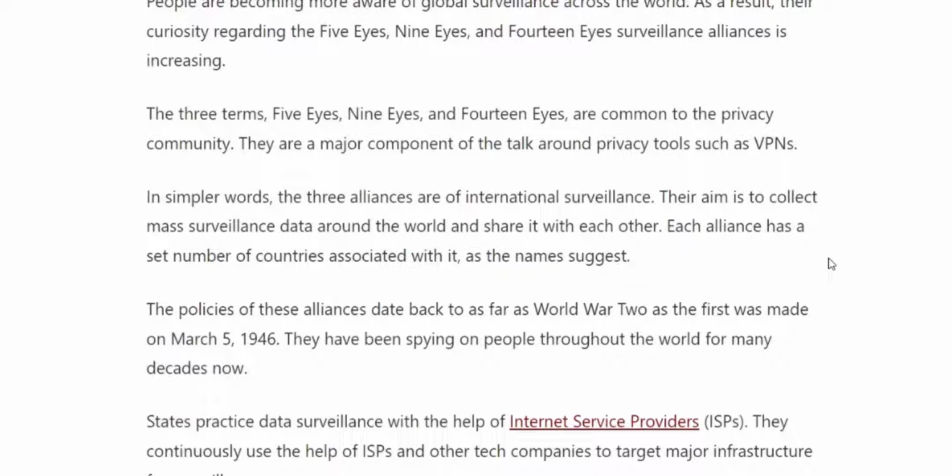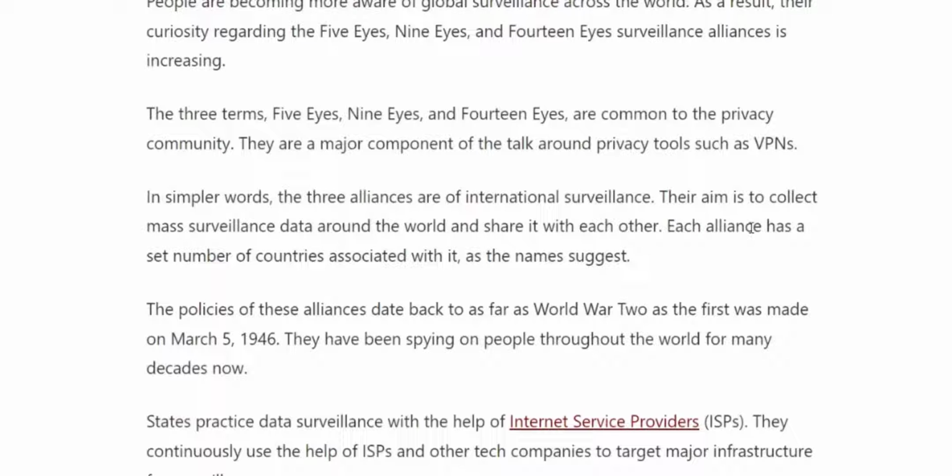So in simpler words, the 3 alliances are international surveillance. They're aimed to collect mass surveillance data around the world and share it with each other. Each alliance has a set number of countries associated with it, as the name suggests. The policy of these alliances dates back as far as World War II, as the first was made on March 5th, 1946. They have been spying on people throughout the world for many decades now.